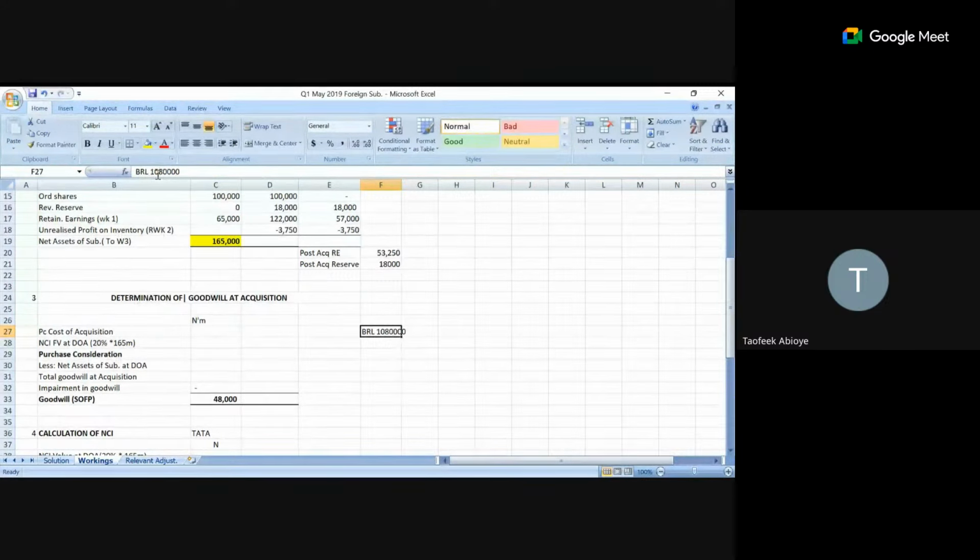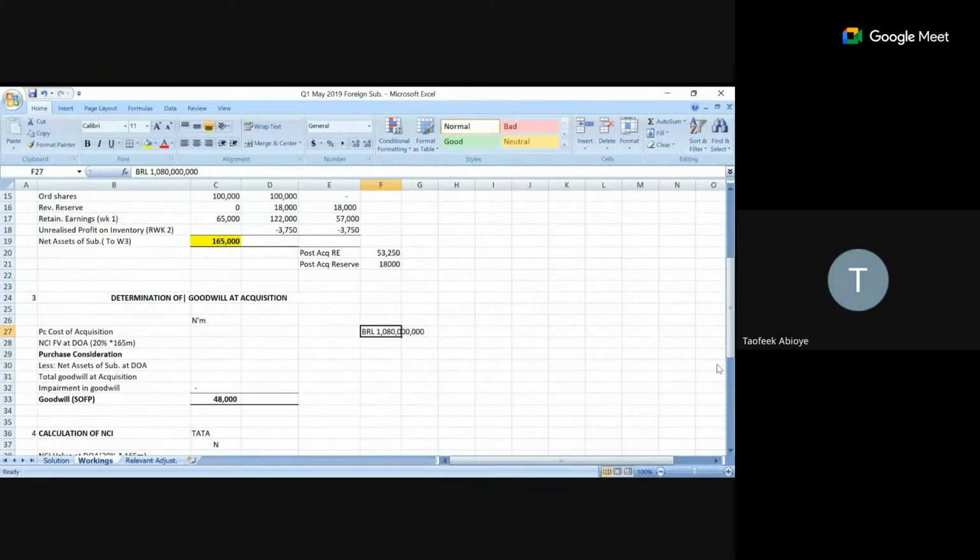So it will be, let's make it this. So this is it. This is the cost of acquisition in BRL. Now, what is the date? We need to convert back, do you remember? We need to convert this BRL to Naira. So at what rate is it going to convert this?